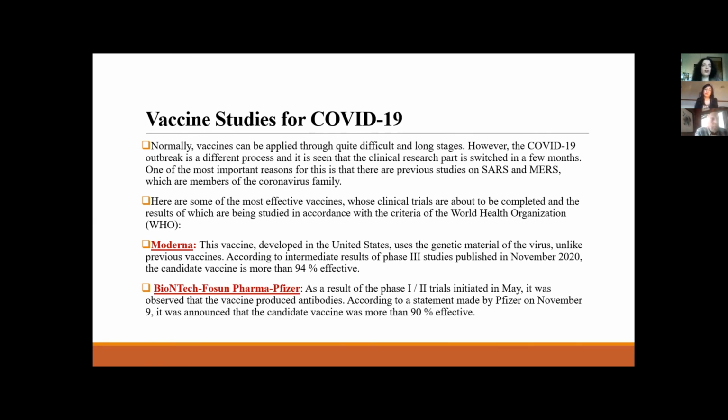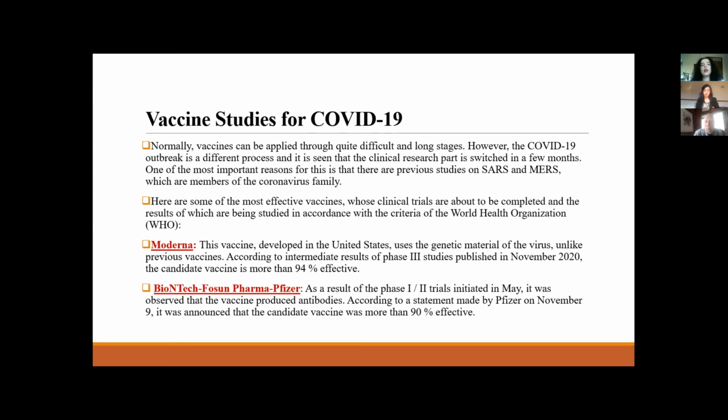Now, I want to give a few pieces of information about vaccines. This is Moderna. This vaccine developed in the United States uses the genetic material of the virus, unlike previous vaccines. According to intermediate results of phase 3 studies published in November 2020, the candidate vaccine is more than 94% effective. Then BioNTech Pfizer, as a result of the phase 1 and 2 trials initiated in May, it was observed that the vaccine produced antibodies. According to a statement made by Pfizer on November 9, it was announced that the candidate vaccine was more than 90% effective.